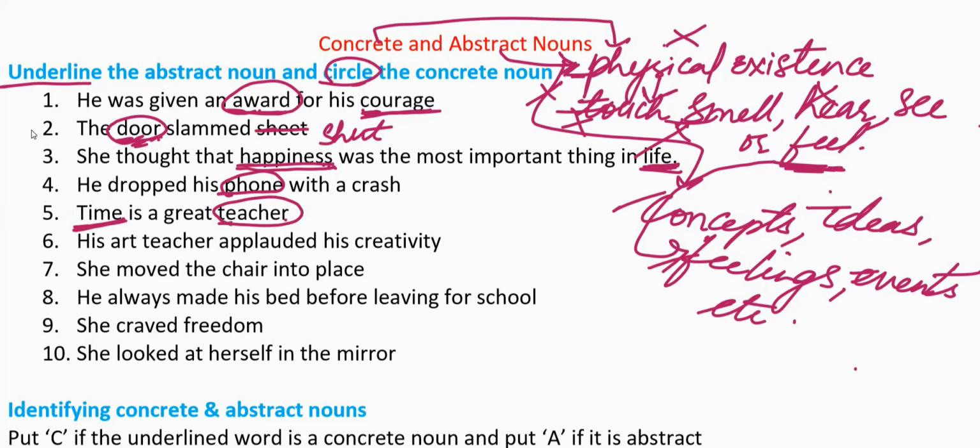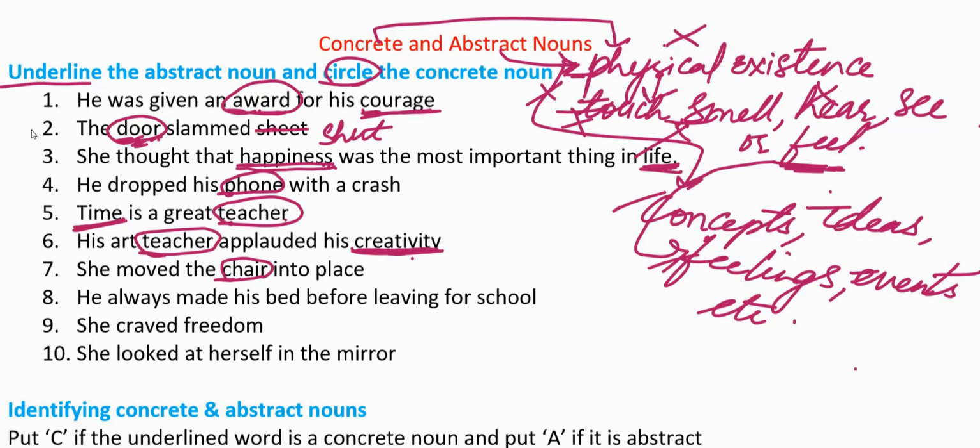Moving on to the sixth one. His art teacher applauded his creativity. Teacher again is a concrete noun because teacher has a physical existence. Creativity is an abstract noun here because creativity is a quality, it is not something which has a physical existence. Hence it is an abstract noun. The seventh one, she moved the chair into place. Can you identify any abstract noun? No, there is no abstract noun in the sentence. Is there a concrete noun? Yes. Chair is a concrete noun because it has a physical existence.